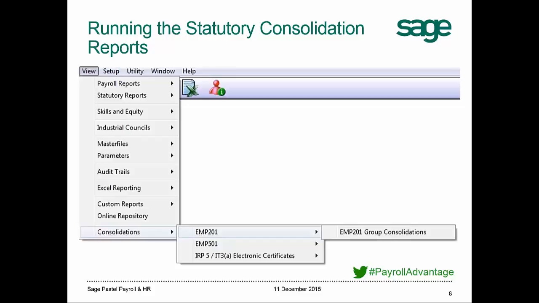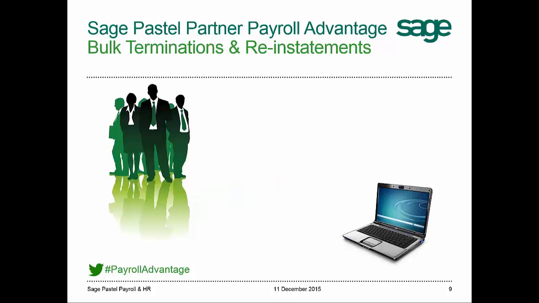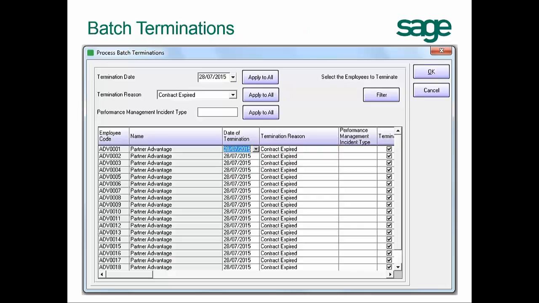The bulk terminations and reinstatements makes terminating a large group, a small group, or a massive group as simple as running a batch. All you have to do, select a global termination date and a global termination reason, and select which employees you want to terminate. We have also enabled the functionality to select individual termination dates and individual termination reasons in the event that one employee happens to be different.